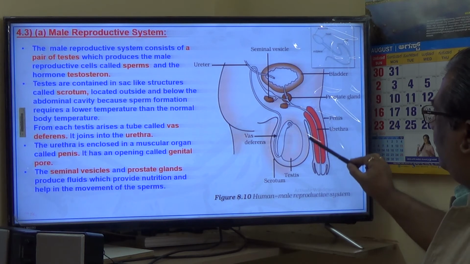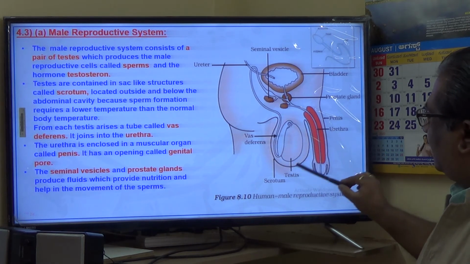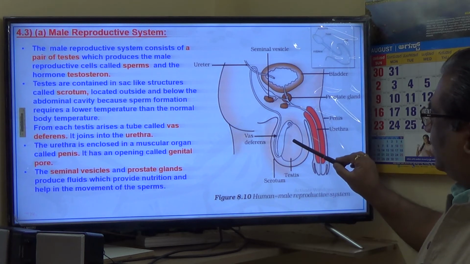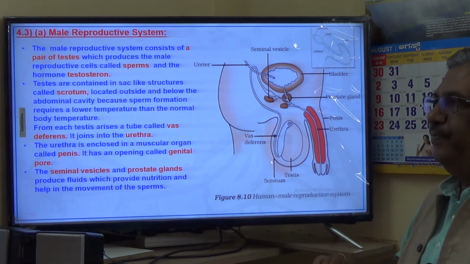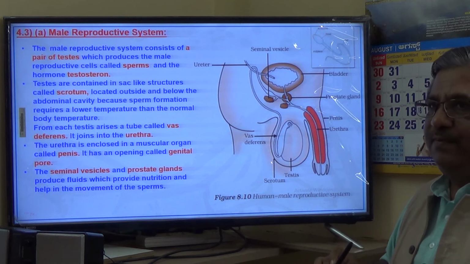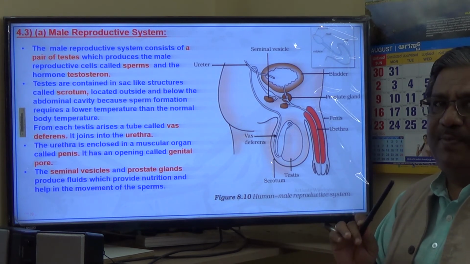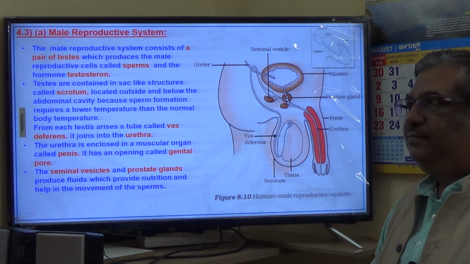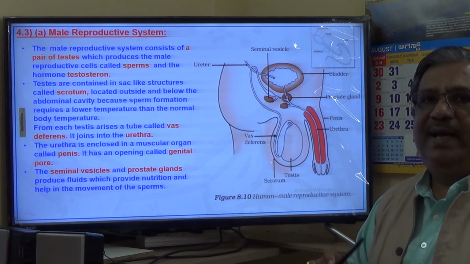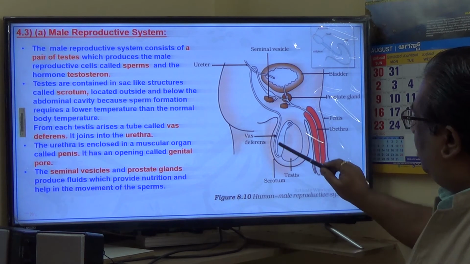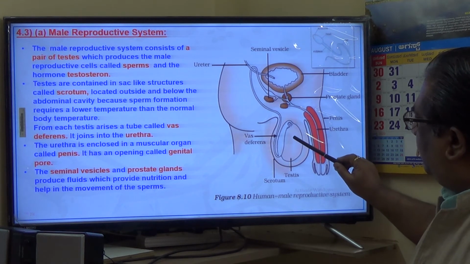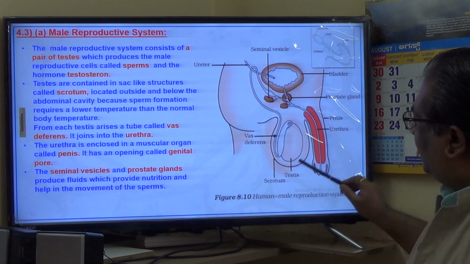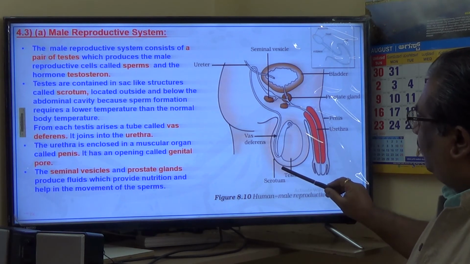Here you have this sac-like structure or bag-like structure called scrotum. The testis produces the hormone testosterone, and not only that, but sperms. So testis is the one organ that produces male gametes. There is a pair of testes which are located inside a bag-like structure called scrotum.